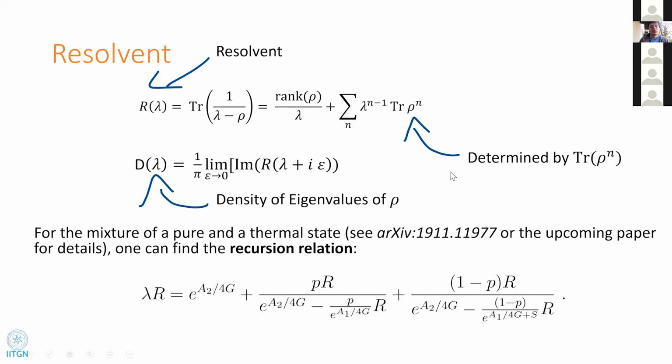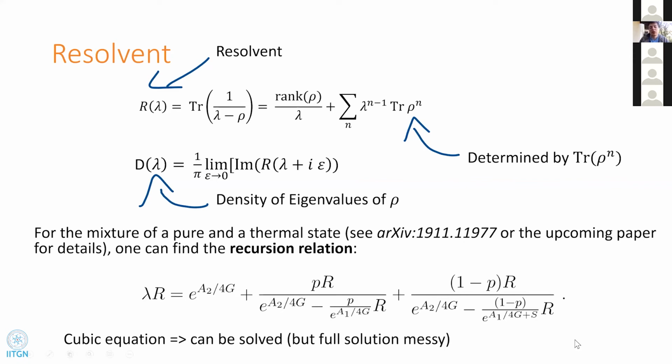Turns out that using some clever tricks, this equation for the resolvent in terms of trace rho to the n, combined with the formulas for trace rho to the n for the particular bulk states that are just a mixture of a pure state and a thermal state, you can find a recursion relation that is satisfied by the resolvent. You can think of that like a Schwinger-Dyson equation, which is just this particular equation here. You can see our paper from November or the paper coming out in a couple of days for details of how this is derived. I don't really have time to go through it, but suffice to say it can be done.